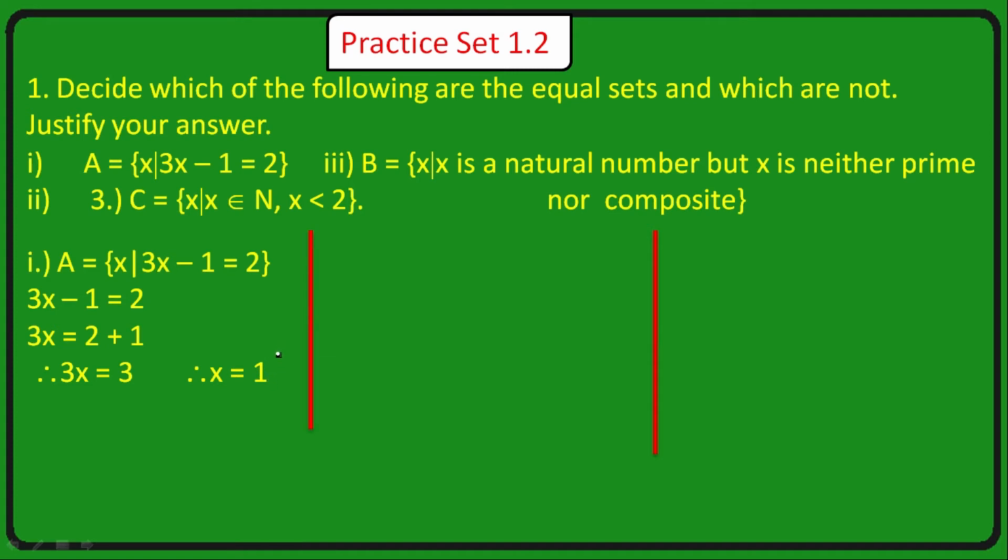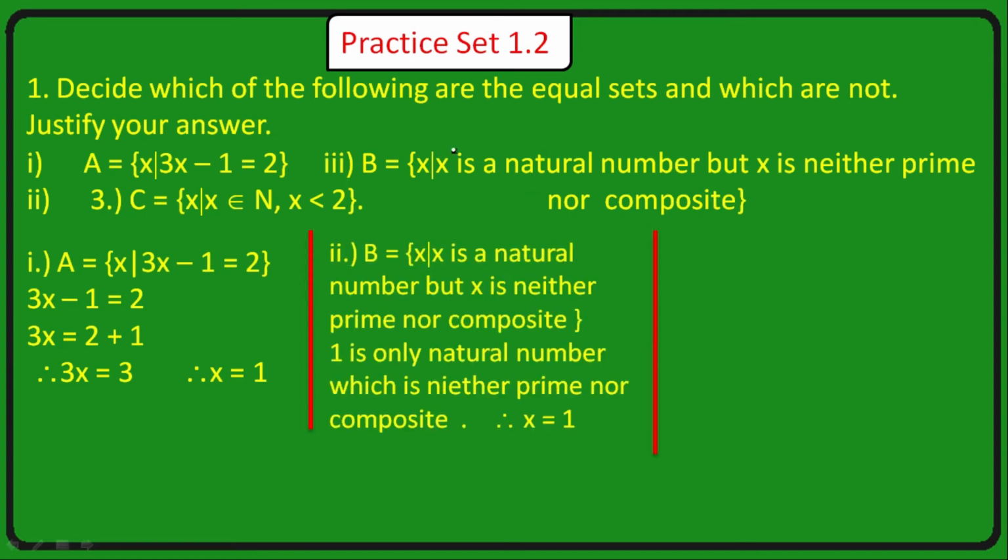In this way let us try to find out the elements of the set B. B is the set of natural numbers where x is neither prime nor composite. So 1 is the only natural number which is neither prime. Note this, 1 is neither a prime number nor a composite number. Hence in the set B there is only one element again and that will be the 1.